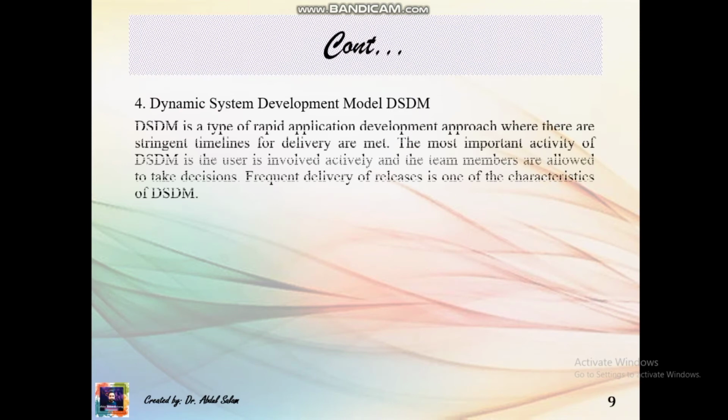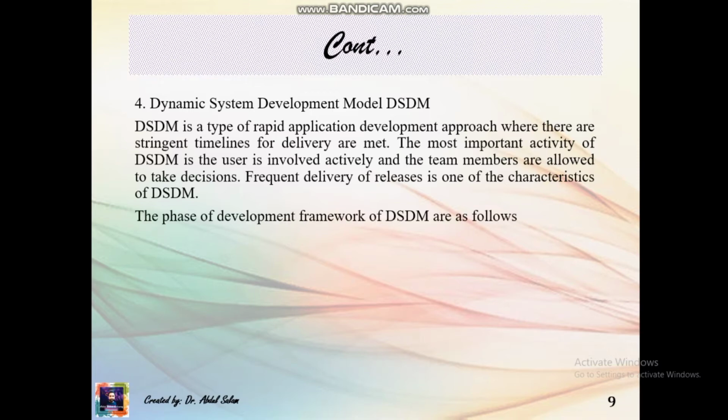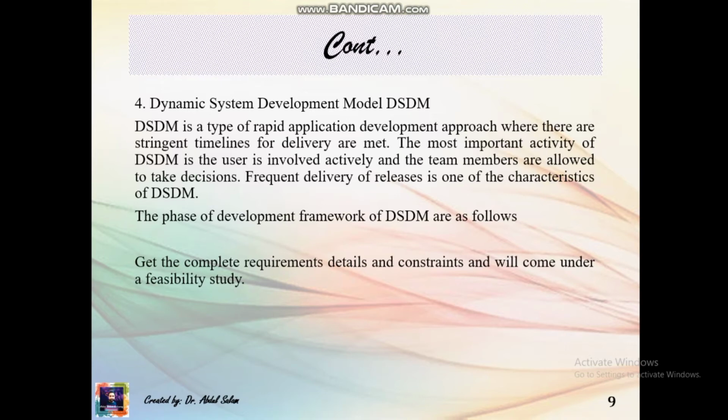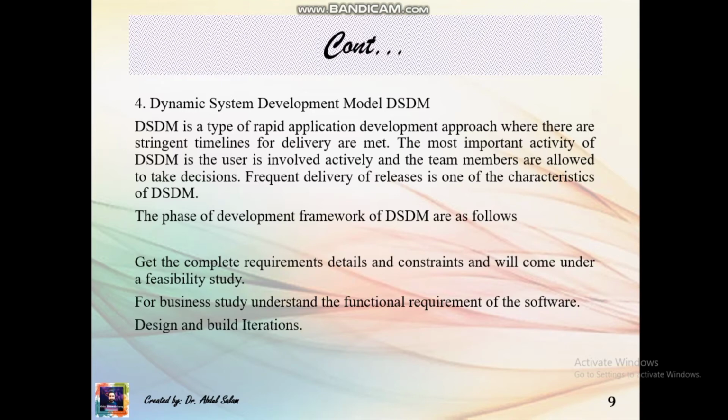Dynamic System Development Model. Dynamic System Development Model is a type of rapid application development approach where stringent timelines for delivery are met. The most important activity of this model is that the user is involved in the activity and the team members are allowed to take decisions. Frequent delivery of releases is one of the characteristics of this model. The phases of the development framework are as follows: get the complete requirements, details, and constraints, which come under a feasibility study; business study, to understand the functional requirements of the software; design and build iterations; implementation.